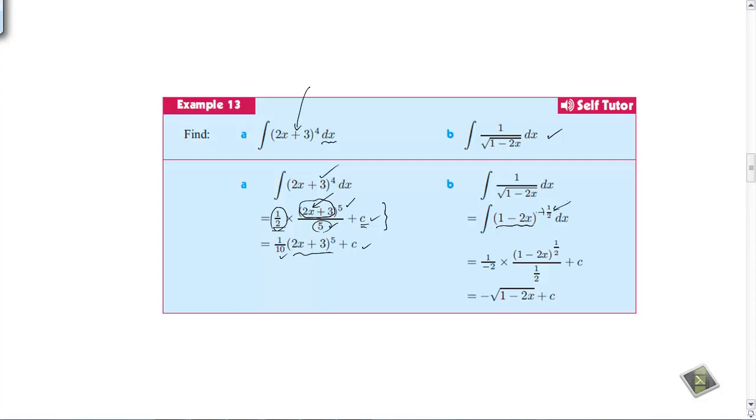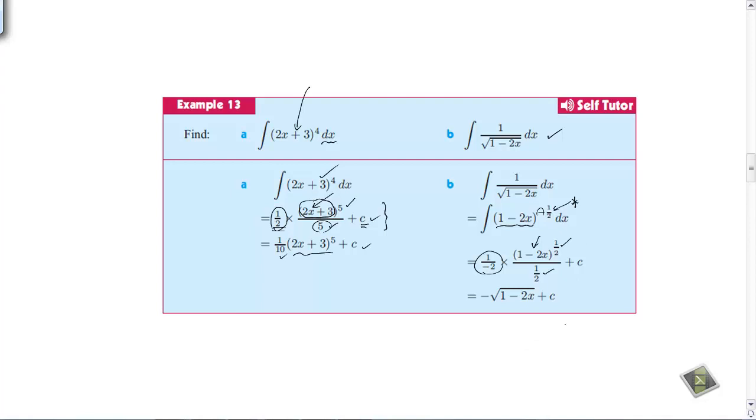Negative because it's the reciprocal, 1 over, and a half because it is the square root. So what are we going to do? Increase the power by 1. This is doing the x to the n rule. Divide by the new power. We must also divide by the derivative of our g function.